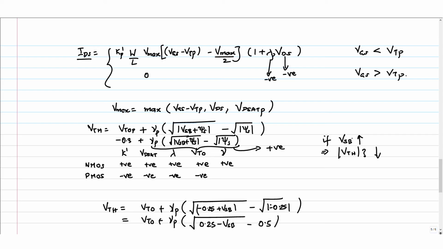So now if VSB goes up, then what is happening to root of 0.25 minus VSB? It's becoming less. That means this term will become negative. If now gamma P into that term has to be positive, so that the VTH actually comes down, mod of VTH comes down, implies gamma P has to be less than 0, and therefore this also has to be a negative quantity.